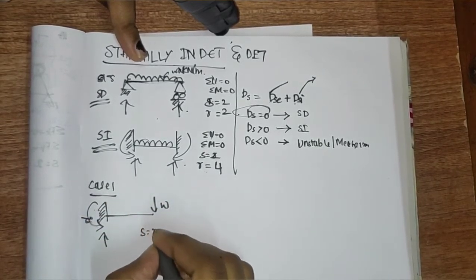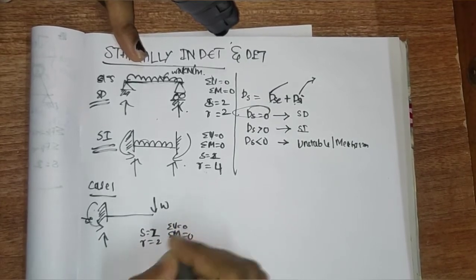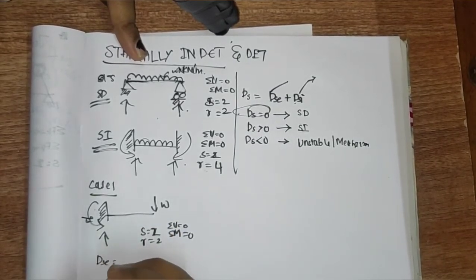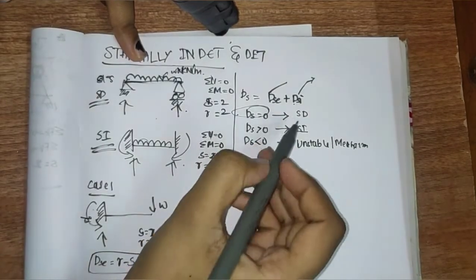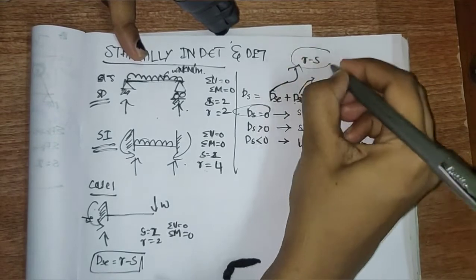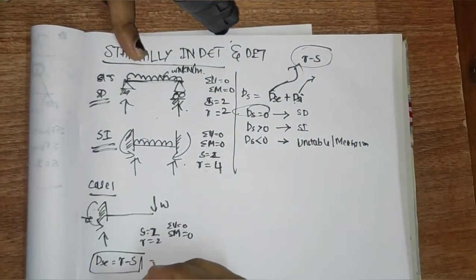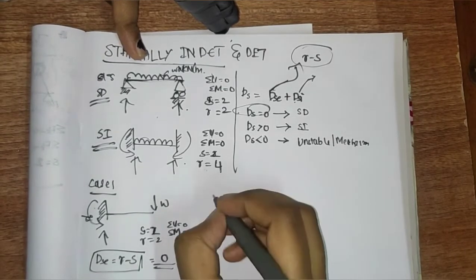Here S equal to 2 and R equal to 2, because summation of V equal to 0 and summation of M equal to 0. So what is external indeterminacy? External indeterminacy means R minus S. Through this we are going to find it. So R minus S is 0, so it's a statically determined structure.